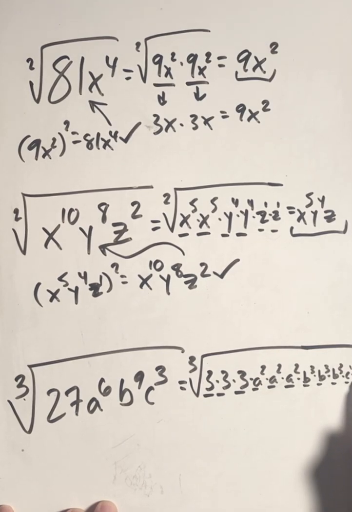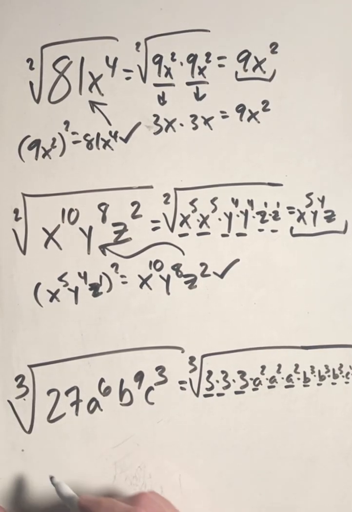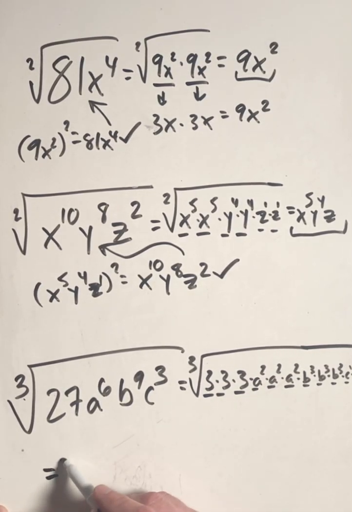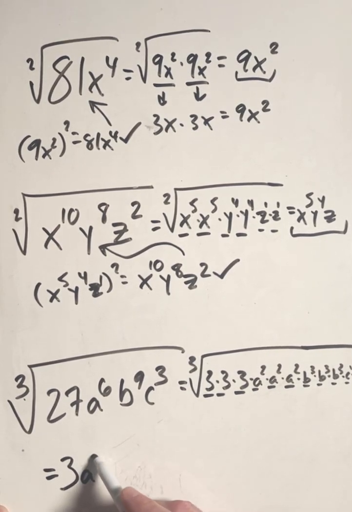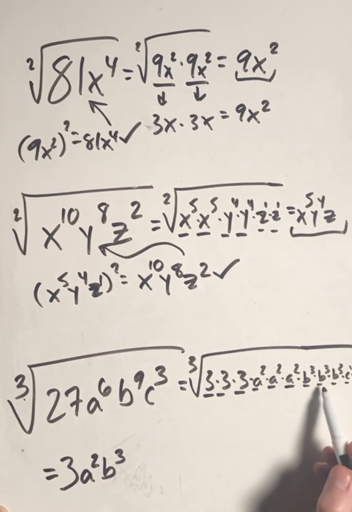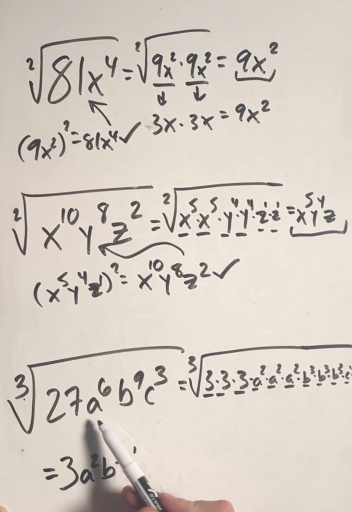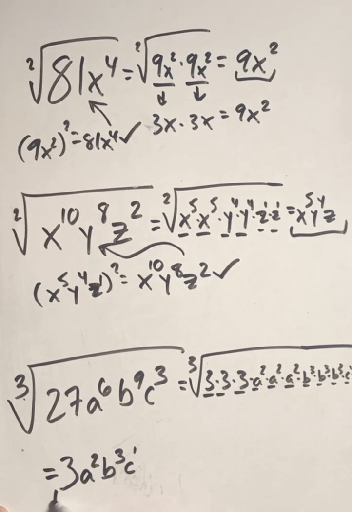So for each of these groups of 3 factors, I can take one of them outside the radical. So I have 3 factors of 3, so that means I can take one of them out. 3 factors of a squared, so I can take an a squared out. 3 factors of b to the 3rd, I can take a b to the 3rd out. And I have 3 factors of c to the 1st, so I can take a c to the 1st out. So the cube root of 27, a to the 6th, b to the 9th, c to the 3rd is 3a squared b to the 3rd, c to the 1st.